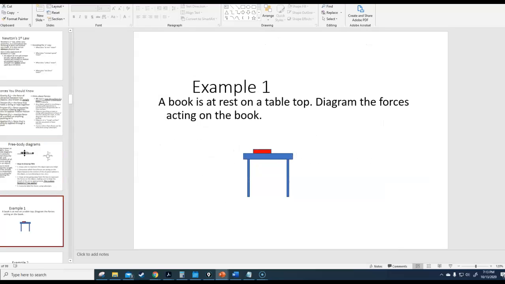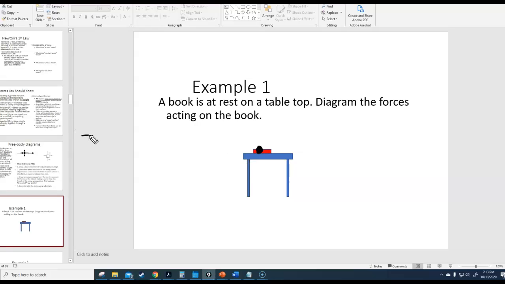Okay, so we're going to start off really basic. Example 1 says a book is at rest on a tabletop. Diagram the forces acting on the book. Step 1. Draw a dot to represent the object. I already have a picture, so I guess I didn't really need to do that, but there we go. Step 2. Figure out which force or forces are acting on the object based on the context of the situation.